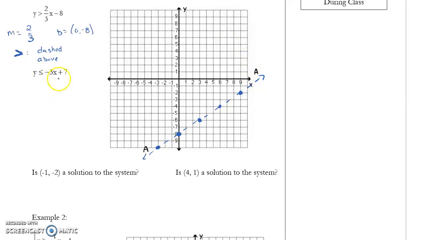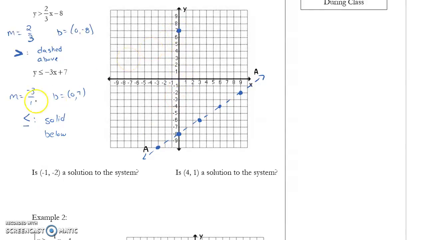Now, let's graph our second inequality. Slope-intercept form. I have a slope of -3, which is -3 over 1, and a y-intercept of (0, 7). It's a less than or equal to symbol. That means it's going to be a solid line, which does matter. And because it's less than, I will likely shade this below.